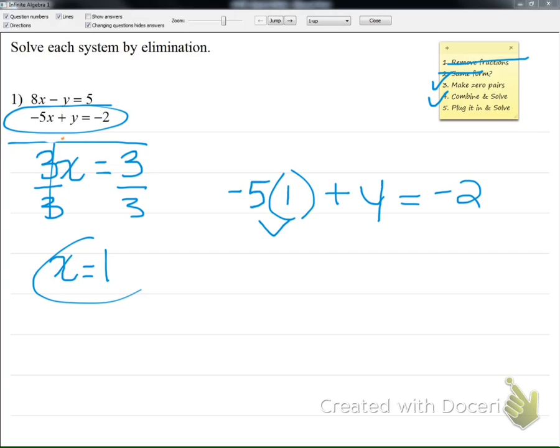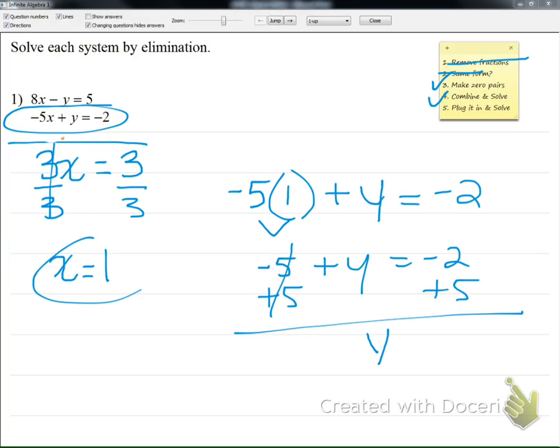We need to simplify. Negative 5 times 1 is negative 5. You're multiplying, you're not adding, so it's not the SOB rule. Plus y is equal to negative 2, so I just recopied the rest of the problem. And I'm adding 5 to both sides so that I can get that y all by itself. Y is then equal to positive 3. So your final answer, remember, don't stop right there. Your final answer is 1, 3, like that, inside parentheses.